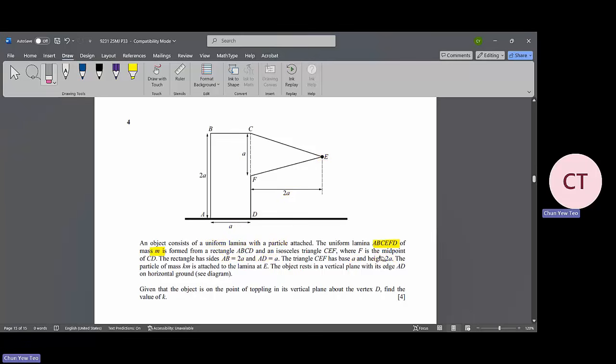Based on the diagram, we want to find the center of mass of the shape. Given that the object is on the point of toppling in the vertical plane above the vertex D, find the value of K. If you are at the point of toppling, that means your center of mass is actually here, so that it will topple. Find the value K.